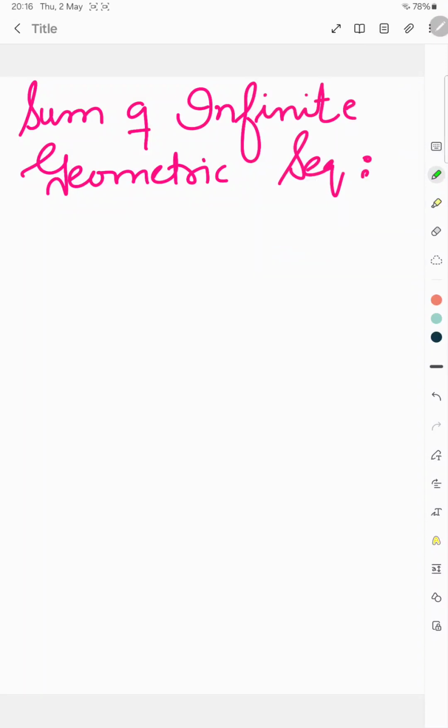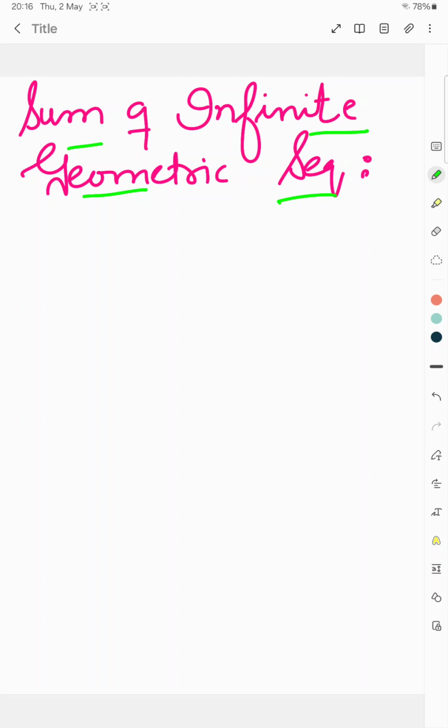Bismillahirrahmanirrahim. So student, today the topic which we will discuss is finding the sum of an infinite geometric sequence. In this topic we will discuss the infinite geometric sequence.